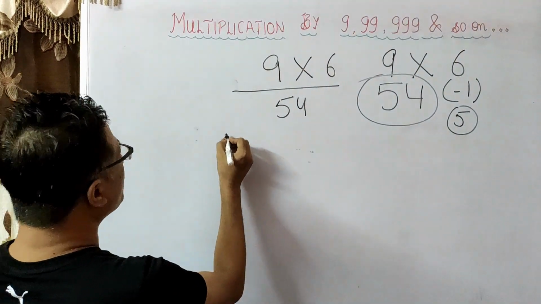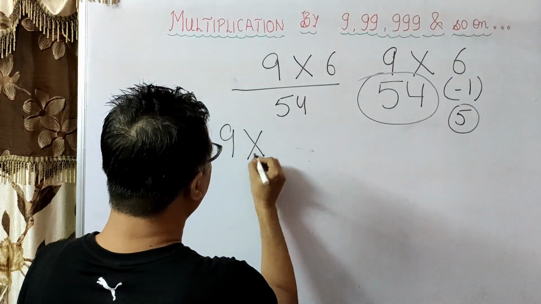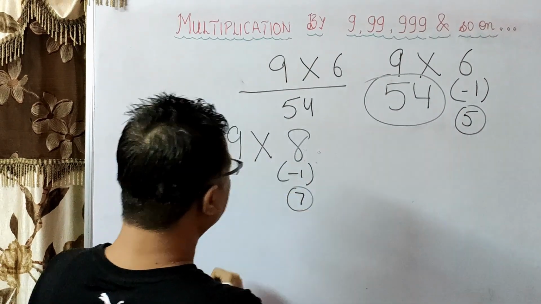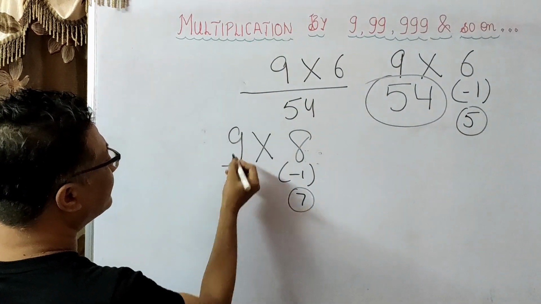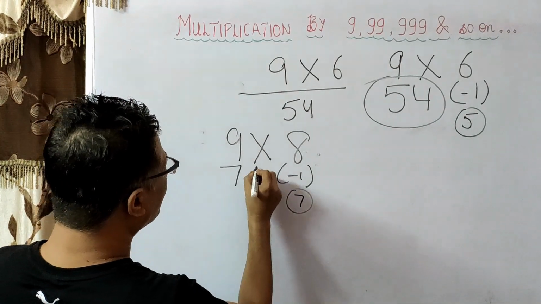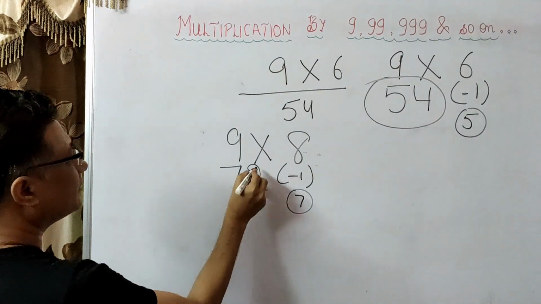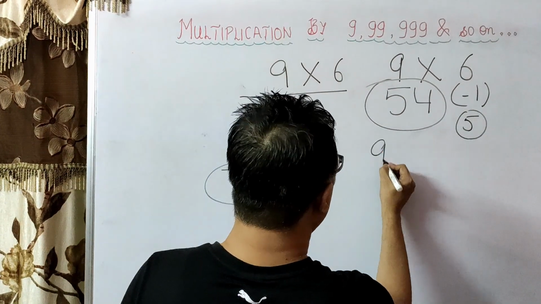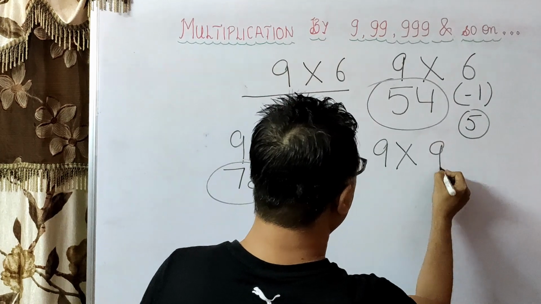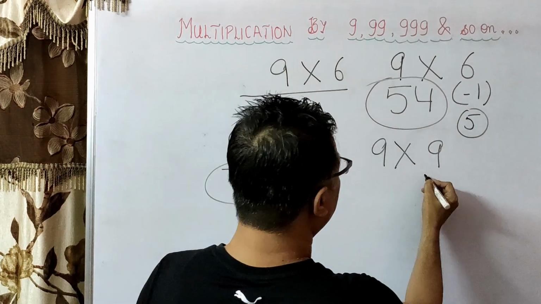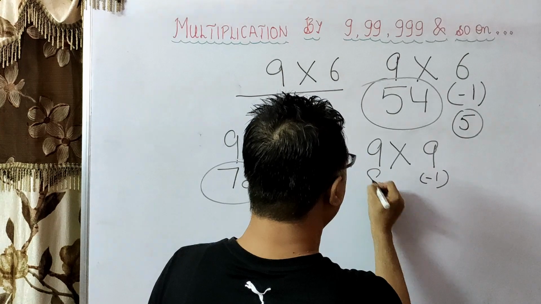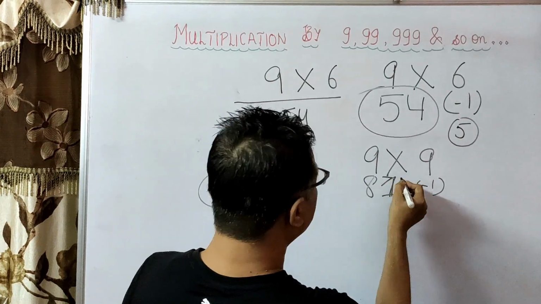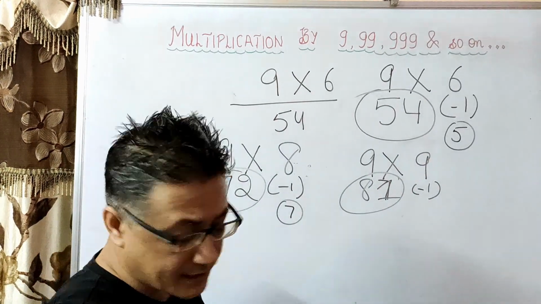Suppose you want to multiply 9 with 8. So 8 minus 1 is what? 7. So we write 7 here. 9 minus 7 is what? 2. We write 2 here. We get our answer. If we have to multiply 9 by 9, what do we have to do? 9 minus 1 is 8. And 9 minus 8 is 1. So we got our answer.